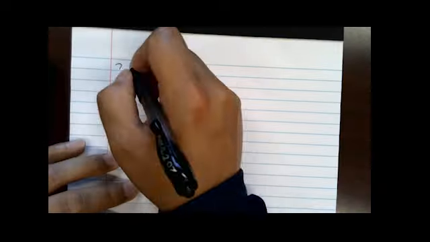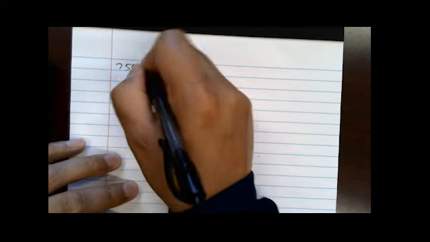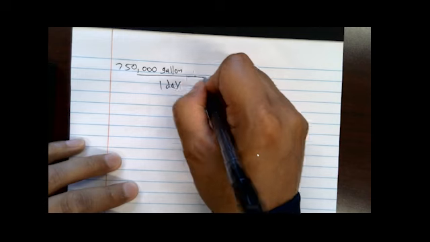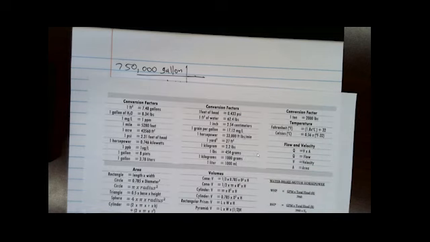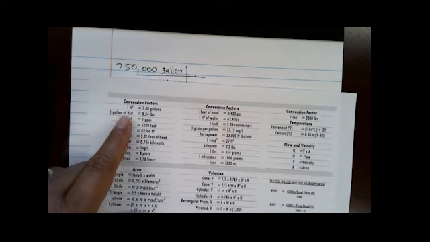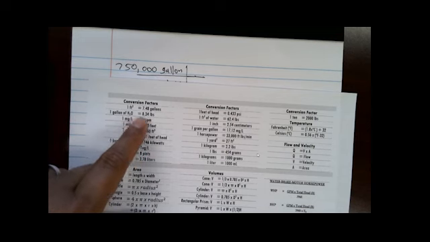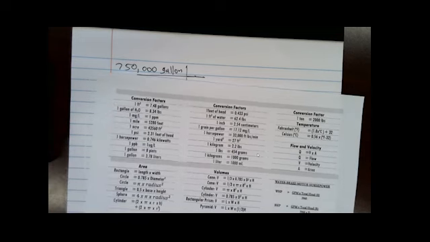So let's tackle this one step at a time, right? Let's first convert the amount of water to million pounds of water. So we have 750,000 gallons per day being processed, right? We want to convert that to million pounds of water. Well, we have to convert first to pounds, right? Let's take a look at our formulation sheet. We know to convert from gallons to pounds, we need to use a conversion factor. 1 gallon of water is equal to 8.34 pounds, right? That's the factor right there.